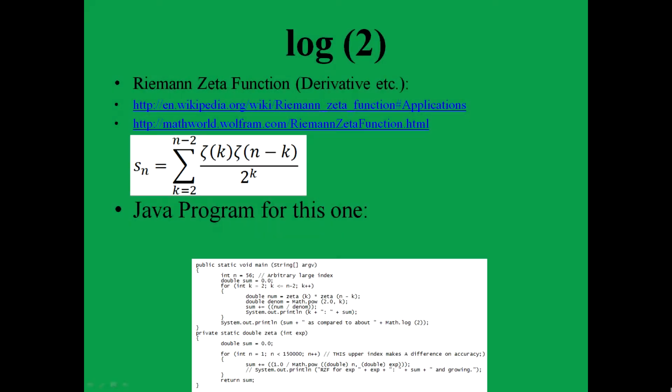We have some relations to the Riemann Zeta Function. Now, I mentioned this earlier in this video. You may remember that. This one right here, this sum which you see, S sub n, word on the street has it that this sum approaches log 2 if we take it out to infinity. Right? So that's quite interesting. I decided to test that myself with a Java program. You can see this.